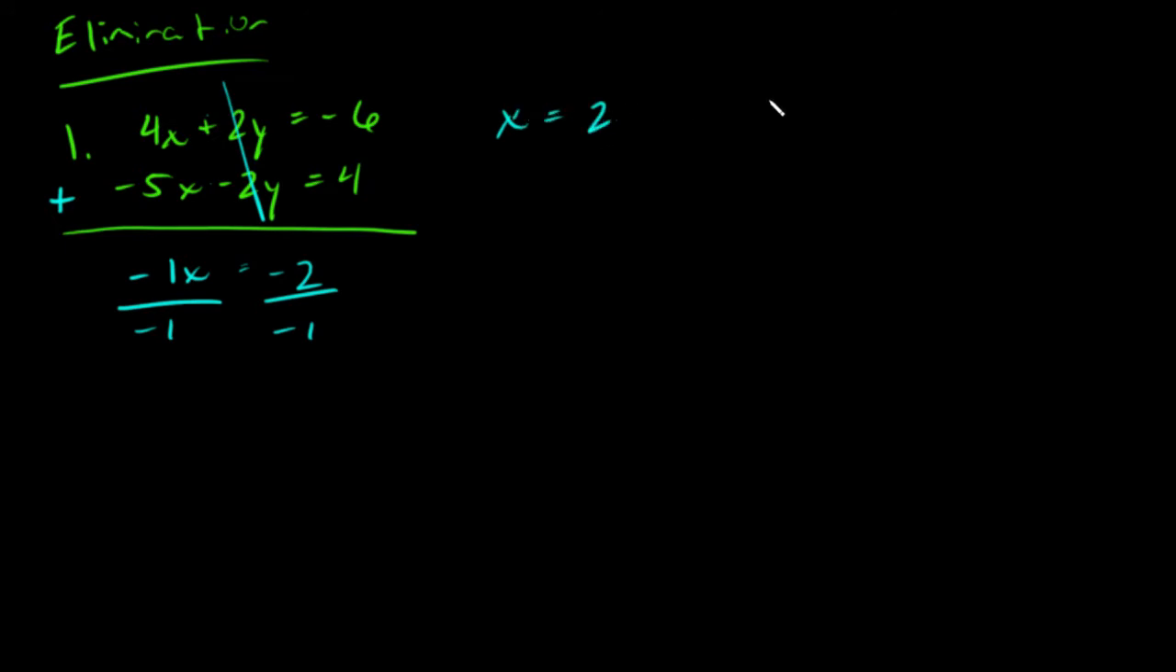Now you plug that 2 into one of these equations for x. So if this is what x equals, you plug it into here, or you plug it into here. Your choice. All right, let's plug it into the top one. So you've got 4 times 2, because this is really x, and that x came from here, plus 2 times y equals negative 6.